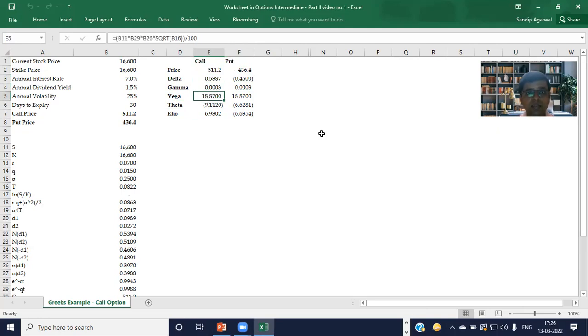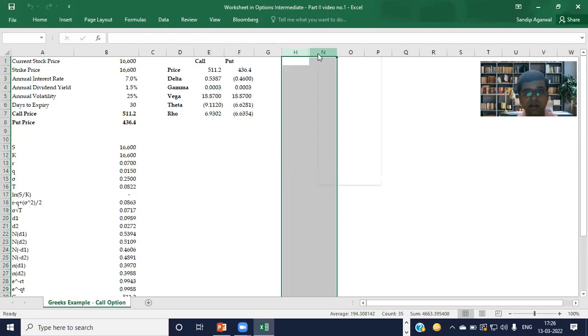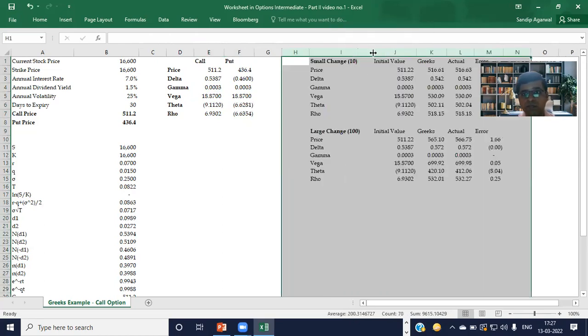This is the vega. Theta, as I've explained, is always negative for both the call and the put option, because as the days to expiry nears to the current contract, the option starts losing its value, assuming that the other Greeks are constant. So this is the rho. Now let me just unhide and give you an example.